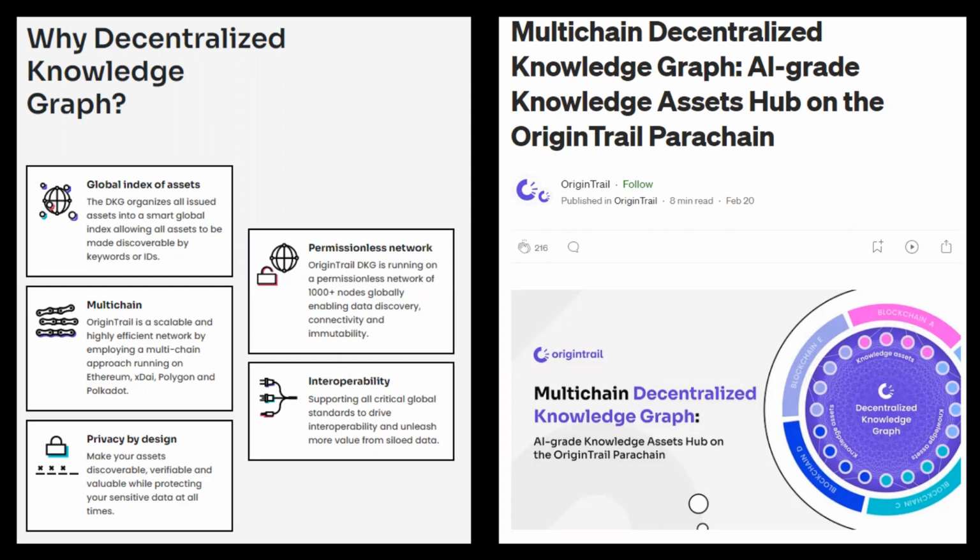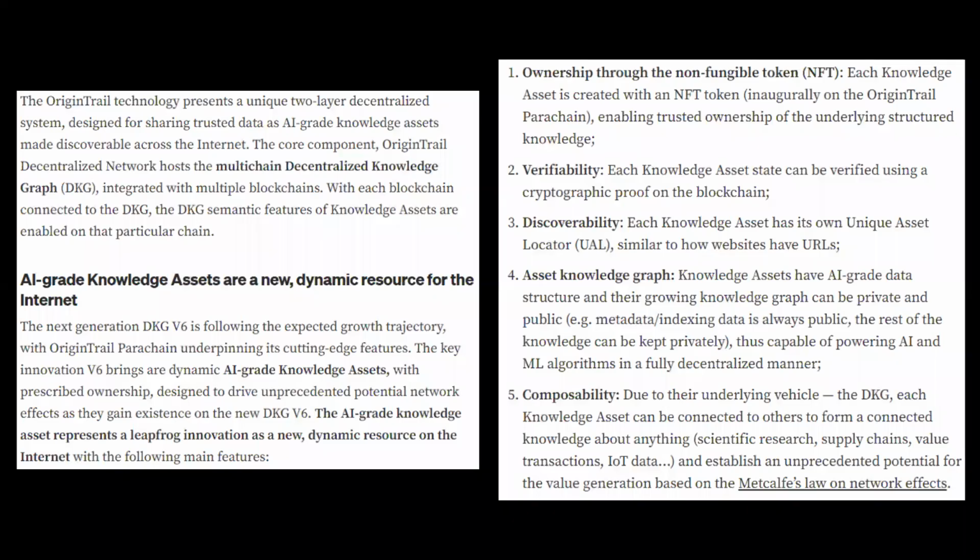It's got privacy by design, so you can make your assets discoverable, verifiable, and valuable while protecting your sensitive data at all times. A permissionless network: the OriginTrail DKG is running on a permissionless network of 1,000 plus nodes, globally enabling data discovery, connectivity, and immutability. And then the interoperability, supporting all critical global standards to drive interoperability and unleash more value from siloed data. And the multi-chain decentralized knowledge graph has AI grade knowledge assets hub on the OriginTrail parachain, right? And so we'll dive into that a little bit more.